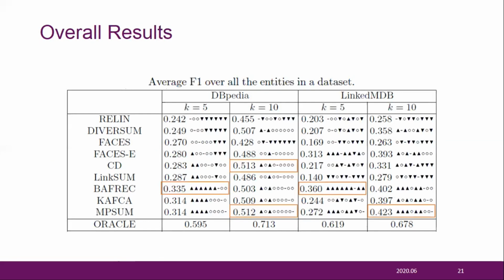The F1 scores of Oracle are in the range of 0.595 to 0.713. The gap between the results of Oracle and the best results of existing summarizers is still large, suggesting that there is much room for improvement.